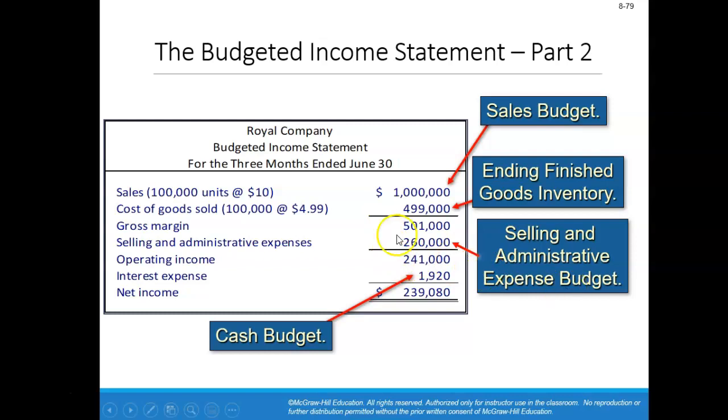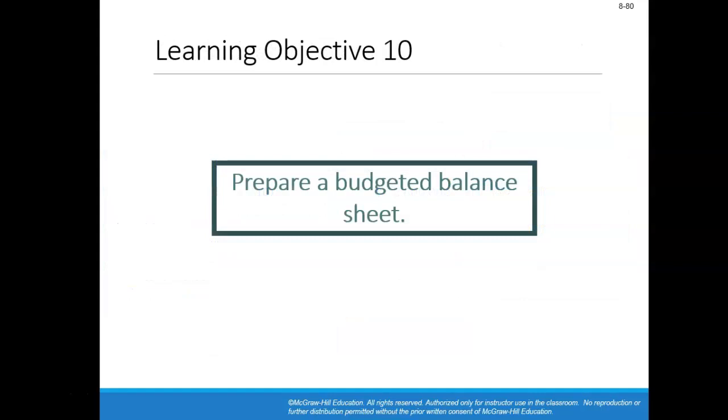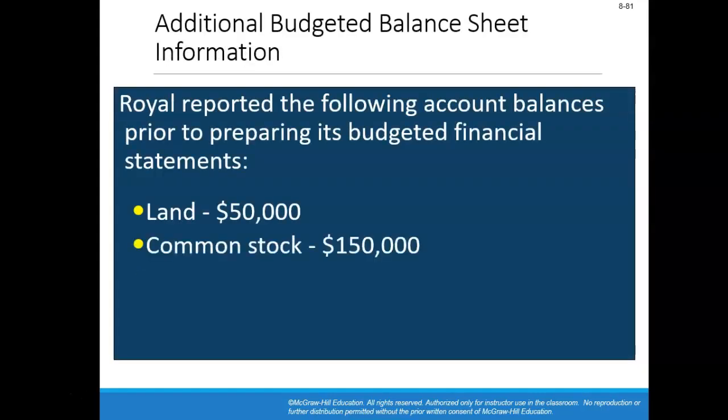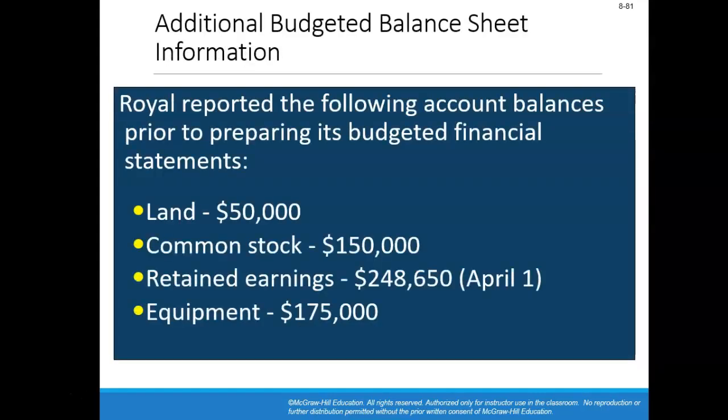Our sales and admin expense came from that budget, total $260,000. Operating income $241,000. Interest expense was $1,920. Therefore, at the end of the quarter, we expect to maintain a profit, net income, of $239,080. Not bad.